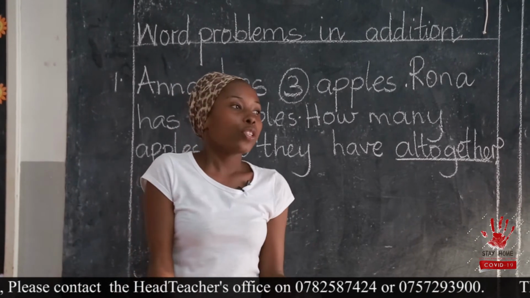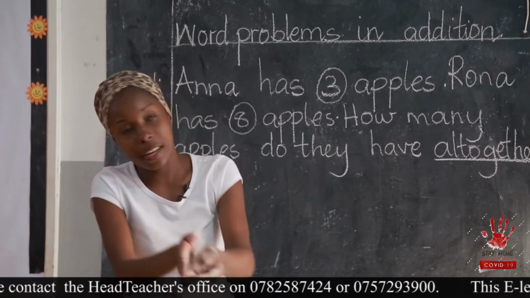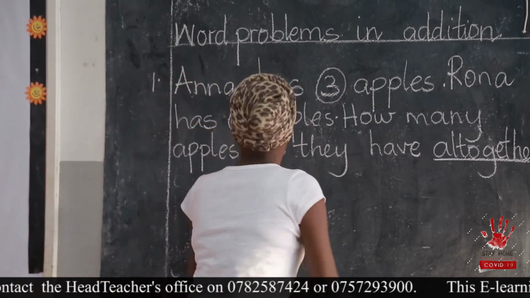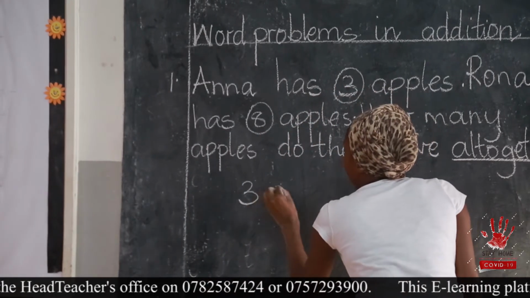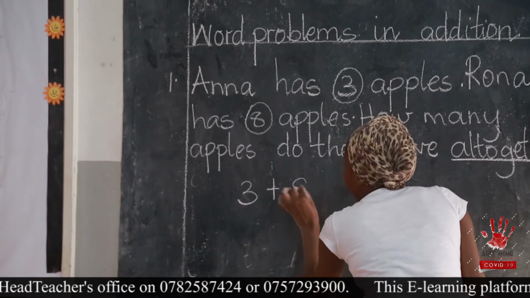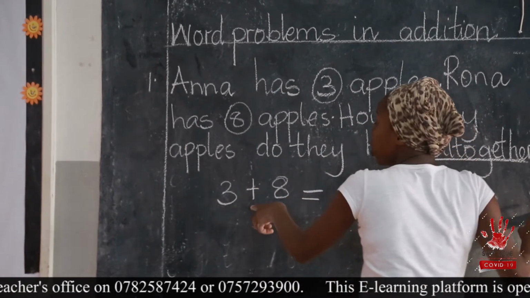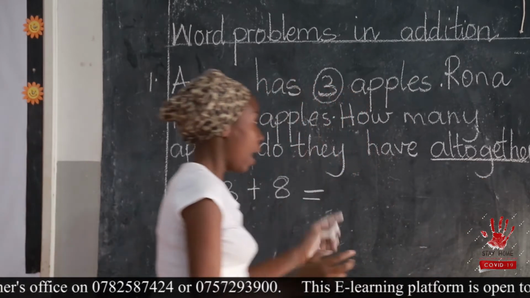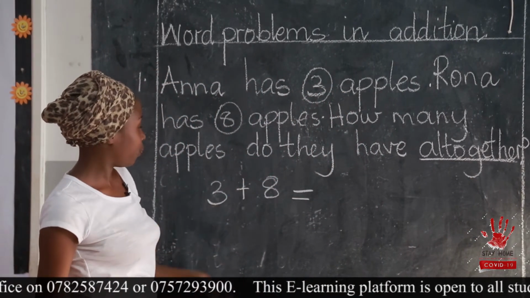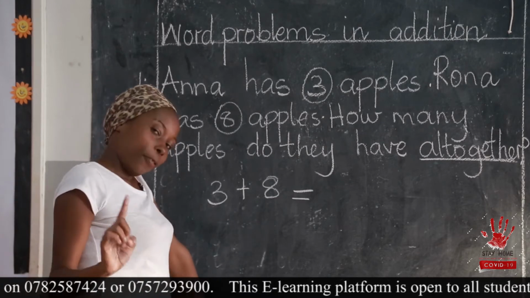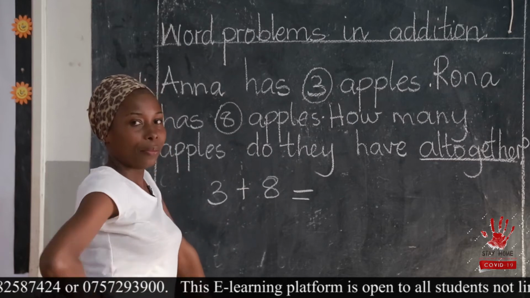Okay? So the word all together is asking me to put things together. Putting them together means to add. So I'll bring the numbers. I'll say 3 plus 8 equals, I will use the plus because of this word all together. And the word all together means to add. So, do I have any friend of mine who is watching me now and cannot carry out this number?